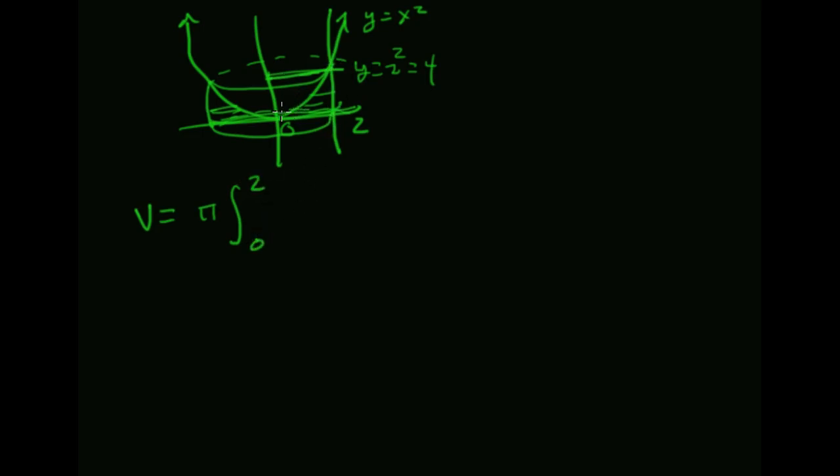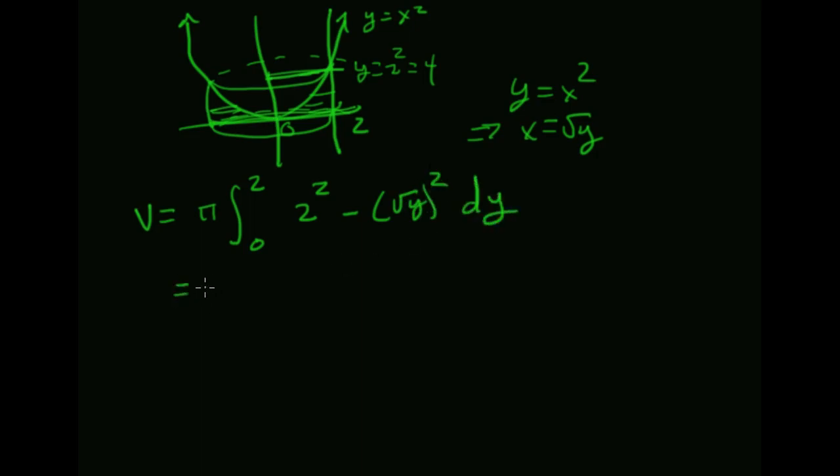Okay, so the outside radius is just 2. The inside radius is, okay, so we have y is equal to x squared, which means that x is equal to the square root of y. So this is going to be minus the square root of y squared dy. Okay, so this is pi times the integral from 0 to 4 of 4 minus y dy.